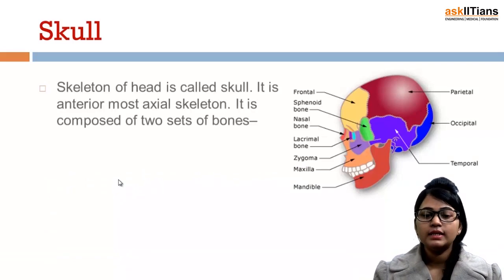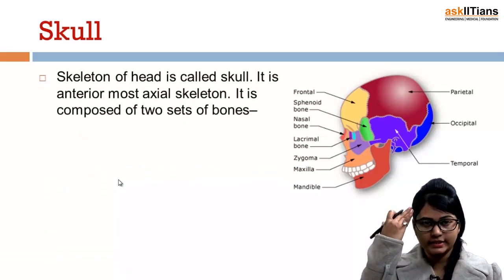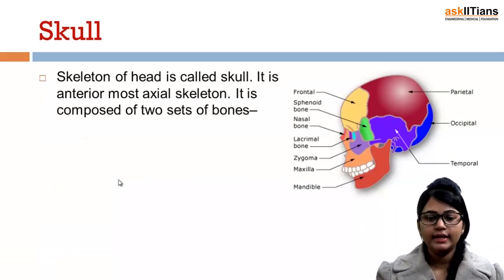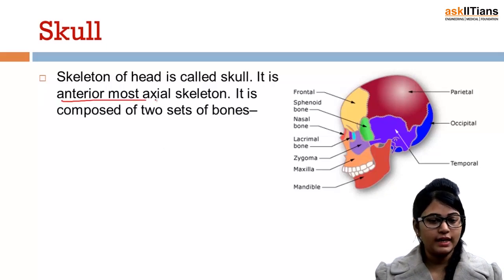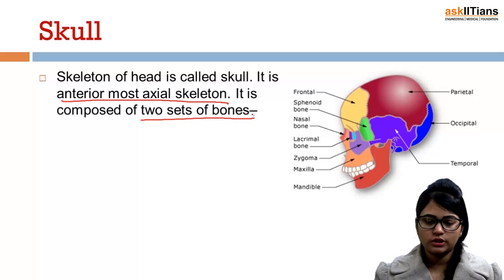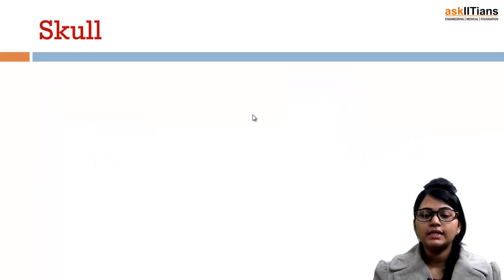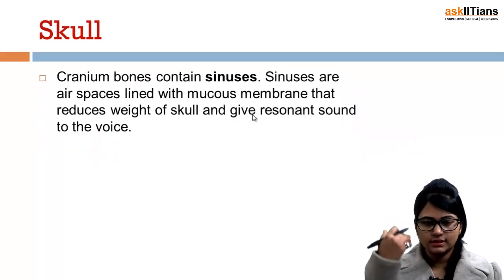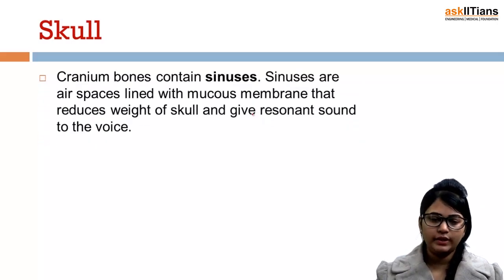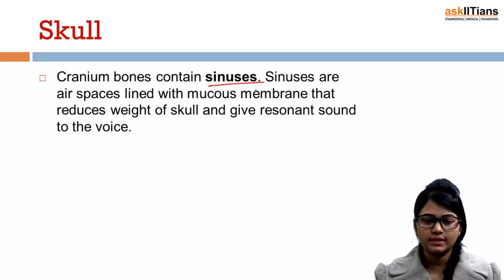Skull. Skeleton of head is called skull. It is anterior most axial skeleton. It is composed of two sets of bones. What are these two sets of bones? First is the cranial bone and then comes the facial bones. Skull, that is the cranium bone. First part is the cranium bone, contains sinuses.